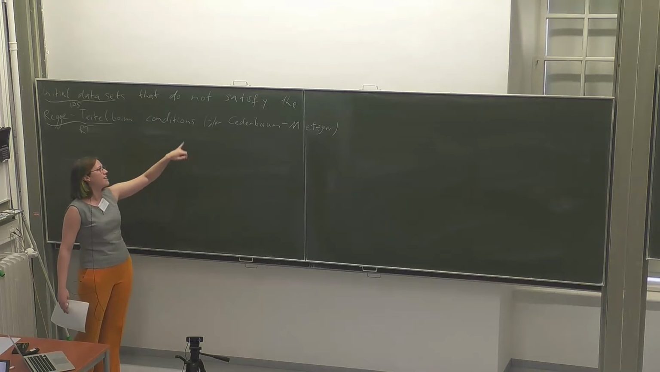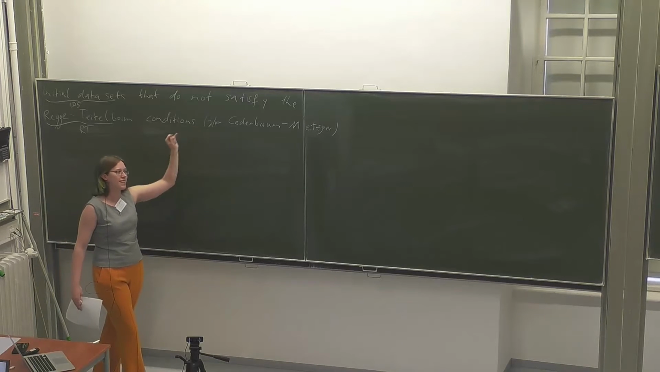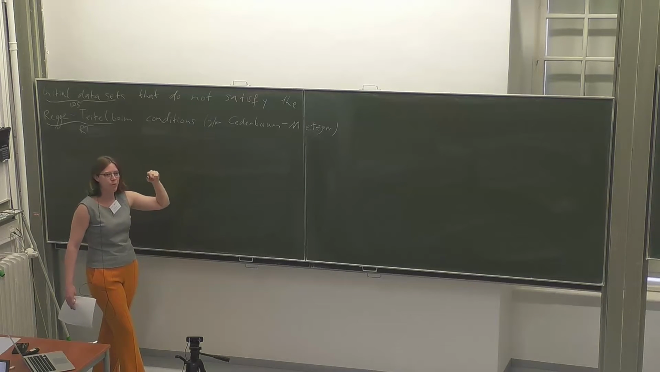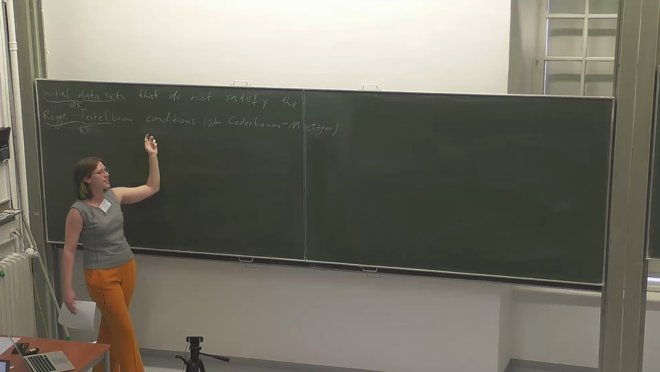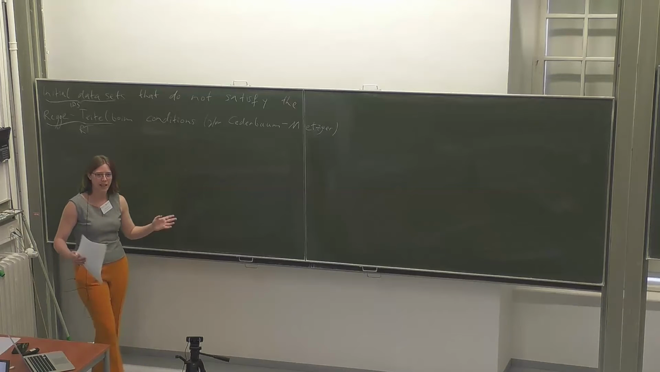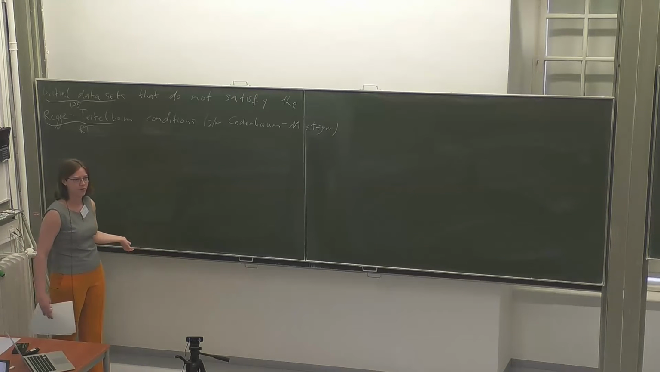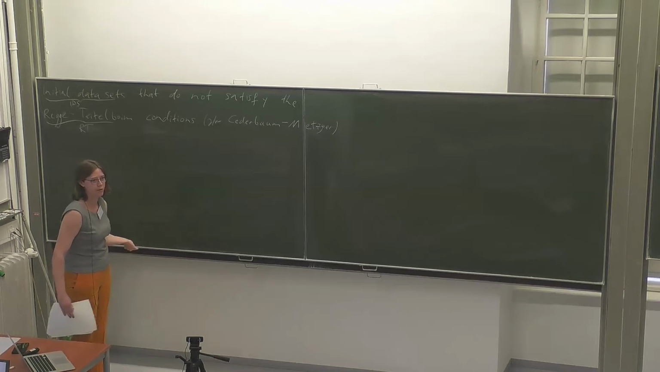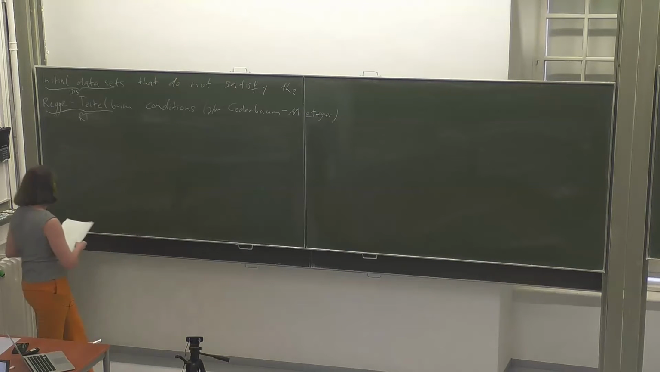And then the main point, and this is not in the title because it's already long, but the main point will be we do not satisfy the Regge-Teitelboim conditions in any coordinates. No matter which asymptotically Euclidean coordinates we choose, we can never make them good enough to have the Regge-Teitelboim conditions.